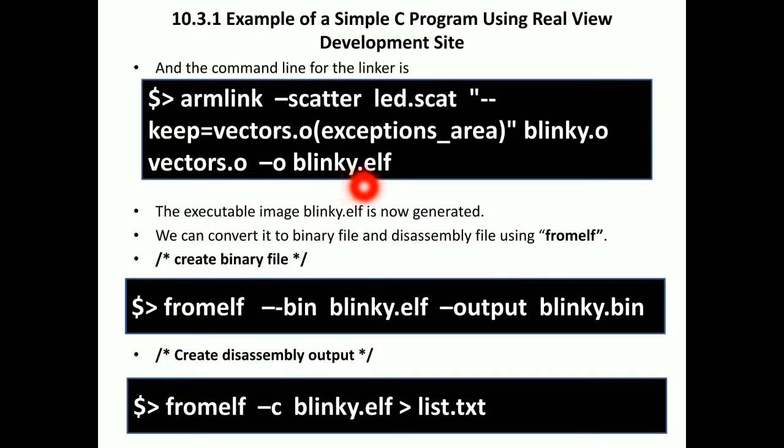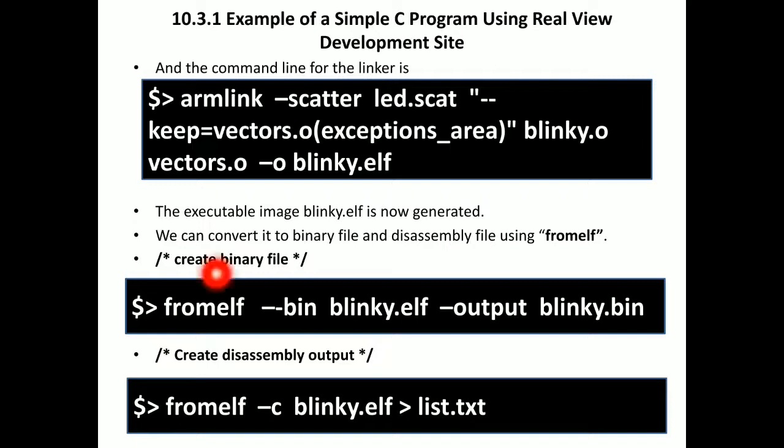Whatever the executable image file we need to get, it should have a specific name, so we are naming it blinky. Okay, this is about performing the linking operation. And then how to create the binary file? We need to generate the binary file.